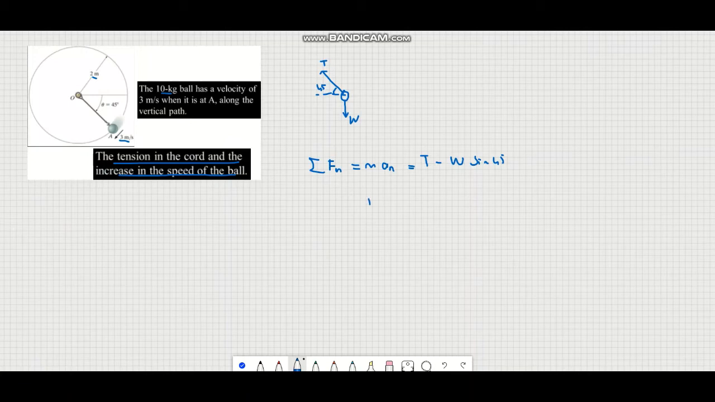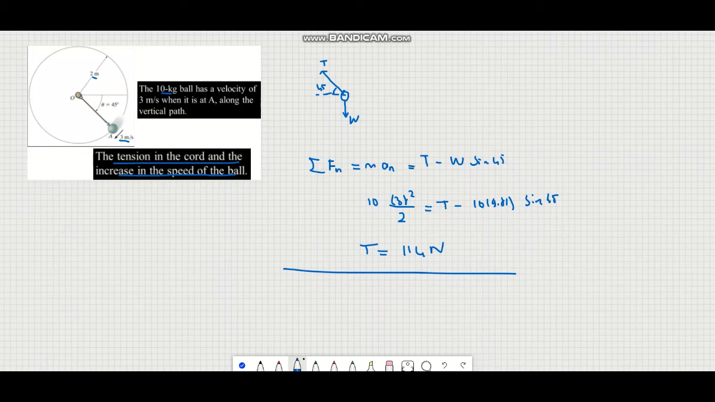So 10, which is the mass of this ball, multiplied by the normal acceleration, v squared over rho. We know that v is 3, squared, over rho. Rho is 2, which was the radius of curvature, 2 meters, is equal to the tension, which we don't know, minus the weight. The weight is 10 multiplied by 9.81, which is mg, multiplied by sine 45, right? And if we do all this mathematical multiplication, we will find T is equal to 114 Newtons. Okay, we found here the tension in the cord.